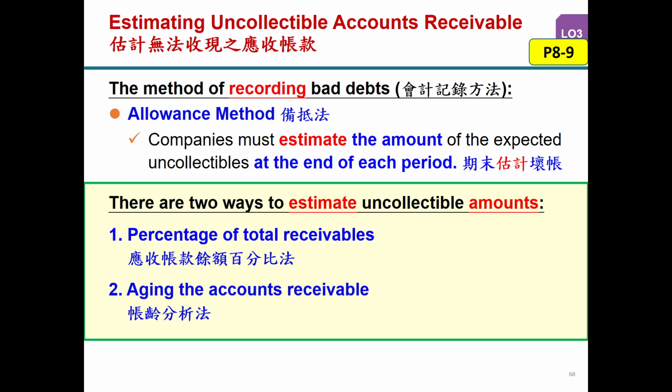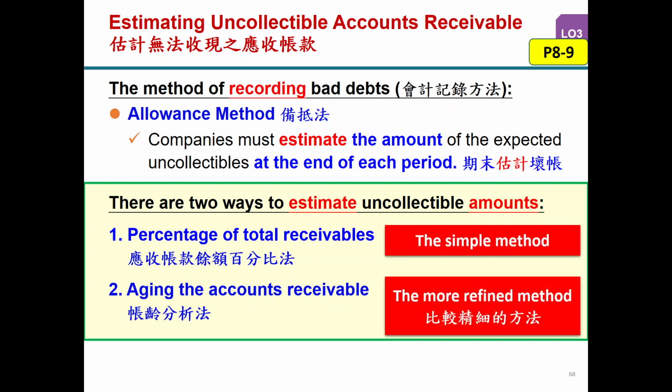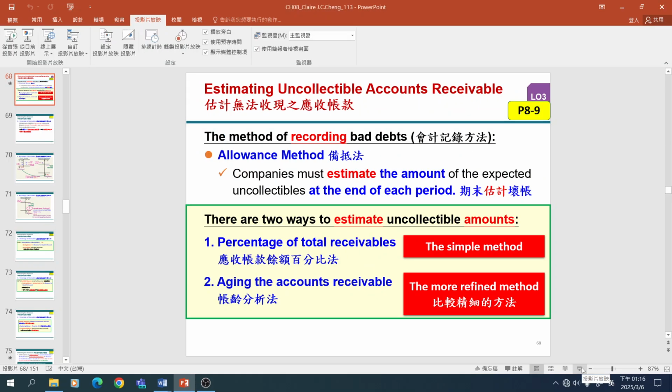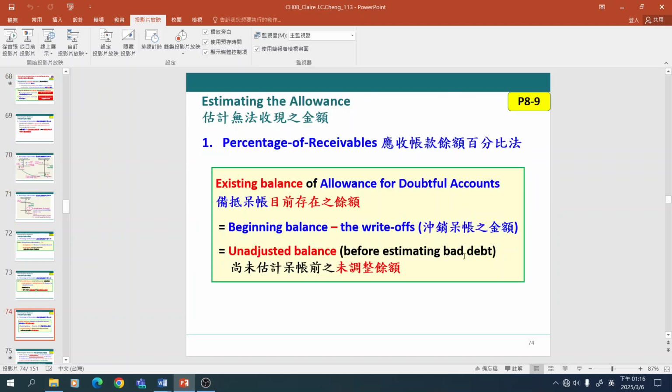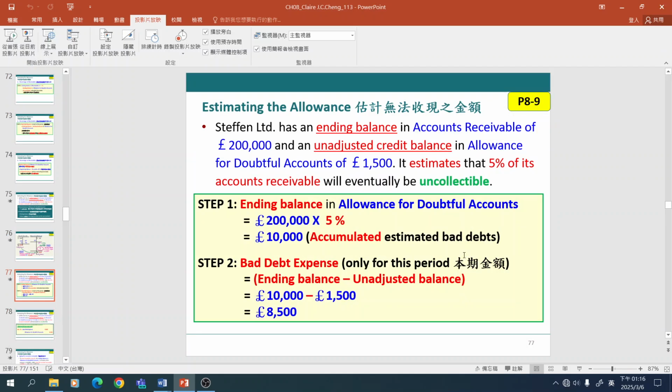The difference is, for the first method, we just use 1% for all of the accounts receivable. Okay? For the second method, we consider one more factor. So what's the factor? Age, right? We give different ages of accounts receivable different percentages. So this is the only difference. So let's look at our second method, aging of accounts receivable. We practiced it last week.